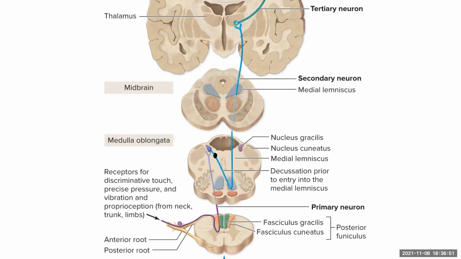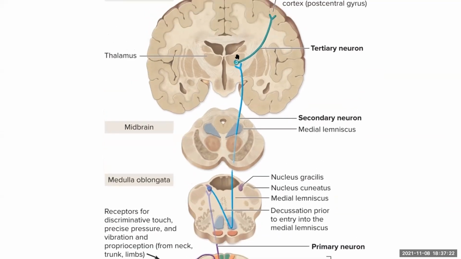That secondary neuron is going to decussate. It's going to cross over. And it does so before it enters into that medial lemniscal pathway. Once it decussates and it enters into the medial lemniscus, it's going to ascend up from the medulla oblongata through the pons. The whole time it's traveling in the medial lemniscus up through the midbrain all the way up here to the thalamus, where it's going to synapse onto our tertiary neuron.